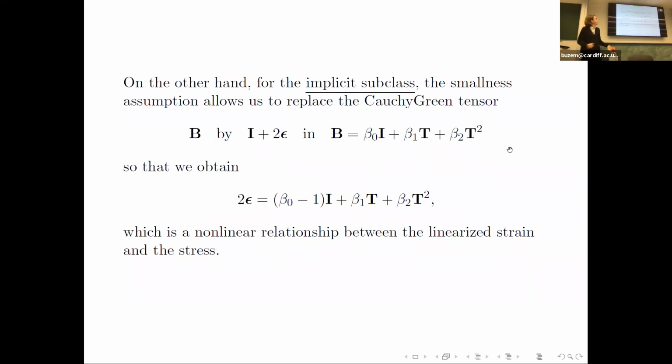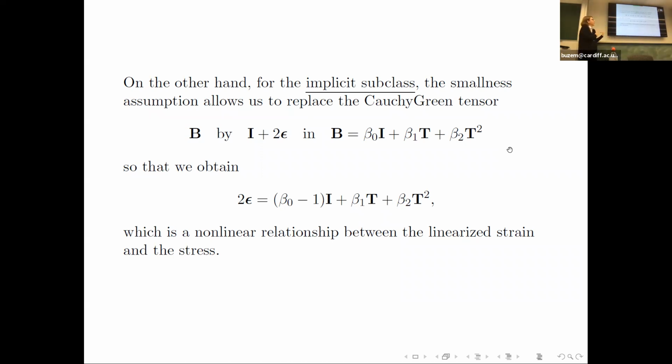If we do the other way around, if we start with implicit modeling, write B as a nonlinear function of the stress, and then linearize B, linearization means, as I said, the deformation gradient is small in some norm, right? So instead of the deformation gradient, we can write identity plus the deformation gradient, which is very small, and then B was FF transpose, so you just multiply it, and it will become identity plus 2 epsilon, basically. And if you do that, then you get this relation. And this is a nonlinear relationship between the linearized strain and the stress, right?